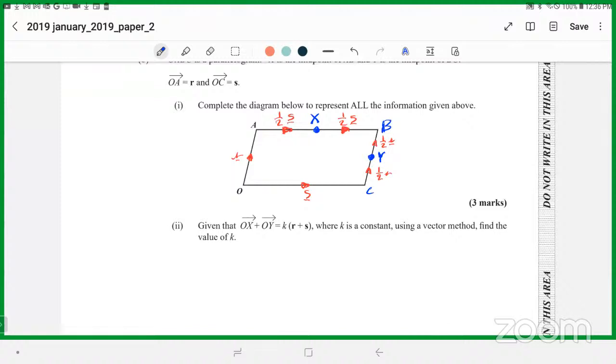This question says, given that OX plus OY is equal to K times (r plus S), where K is a constant, using a vectors method, find the value of K. Now to do this, guys, all you have to do is calculate this, so we can see exactly what the K is. Let's calculate OY and calculate OX and add them. So tell me now, based on the diagram, what would OX be equal to?